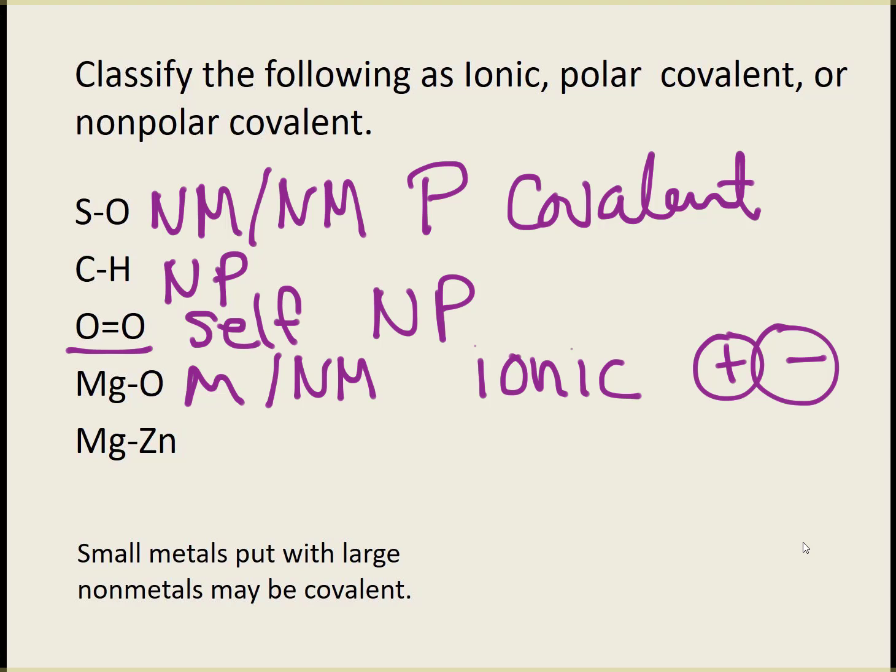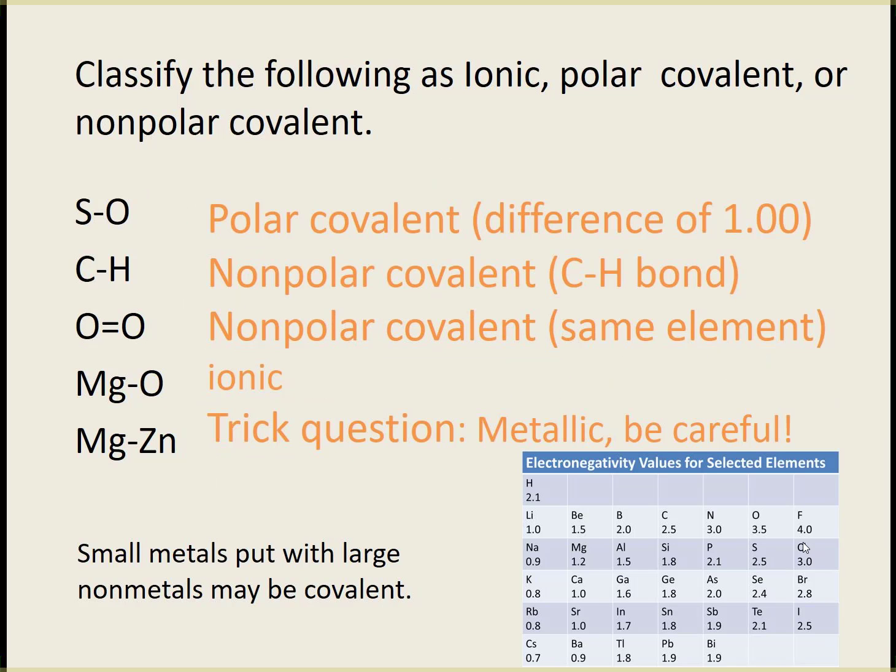So notice it's not ionic. This is a metal with a metal, so this would be a metallic bond. As mentioned before, you can have a small metal atom and a large non-metal atom come together and give you a polar bond. And that's kind of an exception here because, again, as you go down the periodic table, it gets smaller as far as the trend.